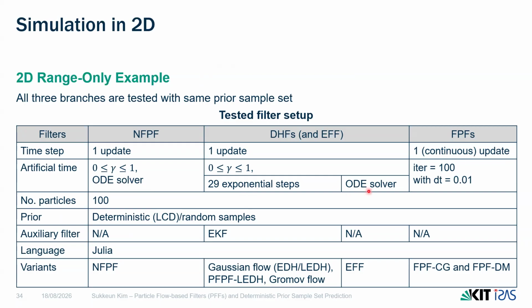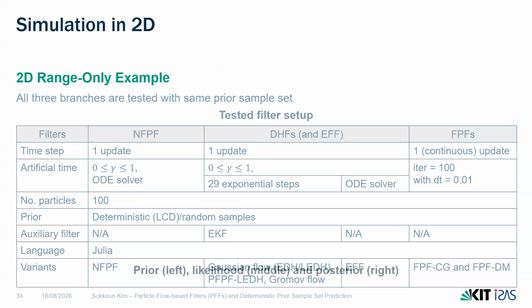And the exact flow filter uses the ODE solver, so we don't really need to define these specific gamma steps. We use 100 particles, and for the prior, we used two sets of samples: one is the deterministic set, and the other is a random set. As we mentioned, DHF requires the auxiliary filter, so we use the EKF for the DHF, and nothing else for the other ones. Everything is implemented in Julia. Yeah, that's the filter setup.